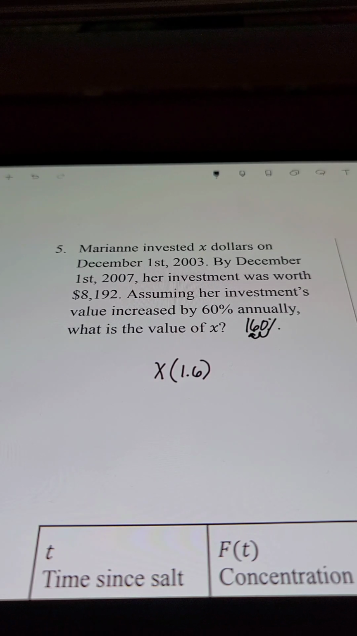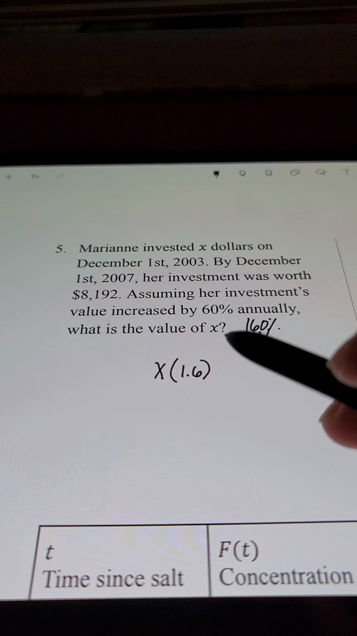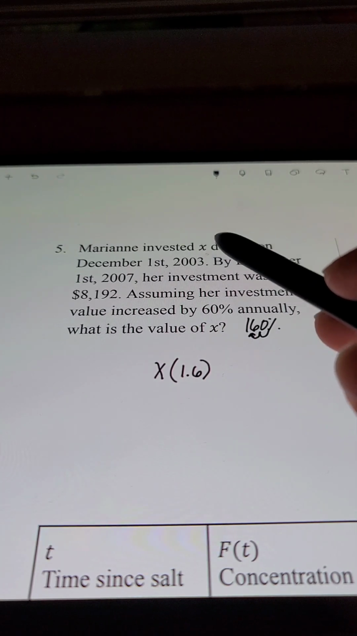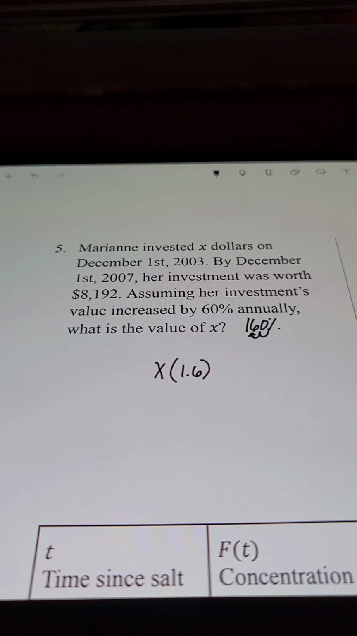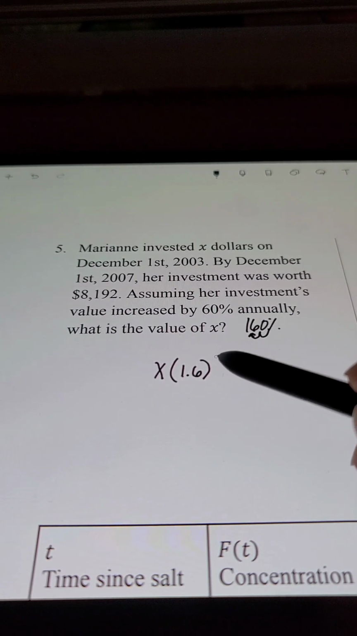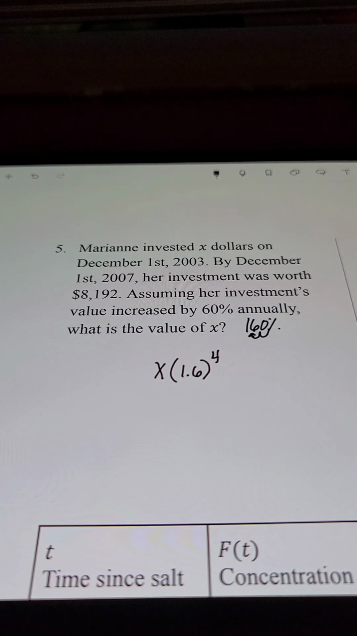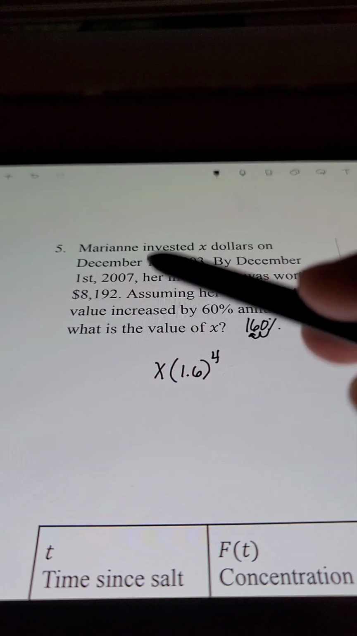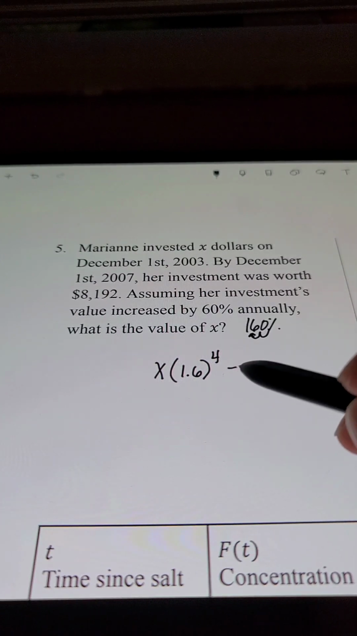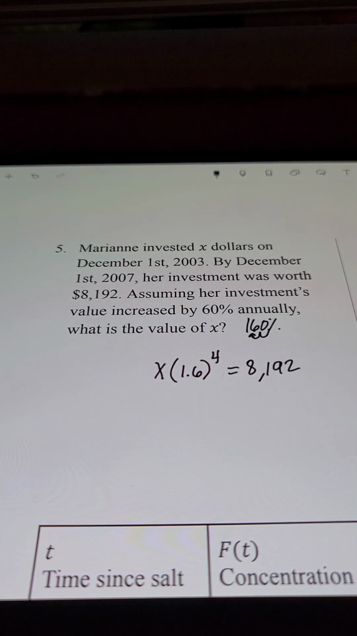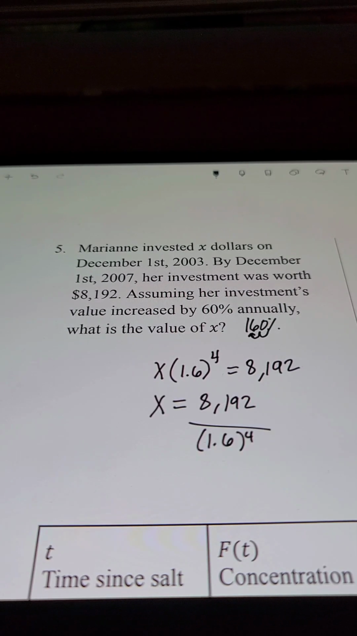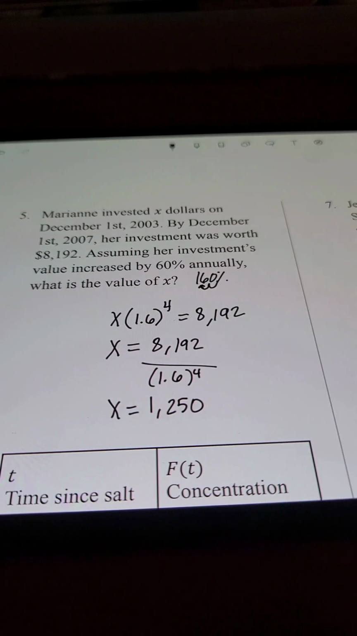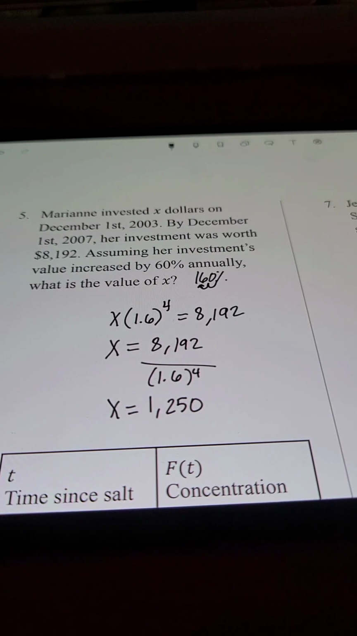We're doing that annually, meaning every single year. So the exponent here has to be in years. Now, if we're talking about a 4-year span, that means my exponent here has to be 4, because we're talking about the specific scenario where it's been 4 years, and then the whole function is going to equal 8,192. So we want to solve for x, we have to get it by itself, meaning we have to divide by whatever 1.6 to the 4th is. So it would look like that. And when I do that, I get x is equal to 1,250.